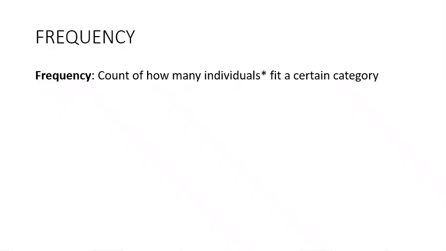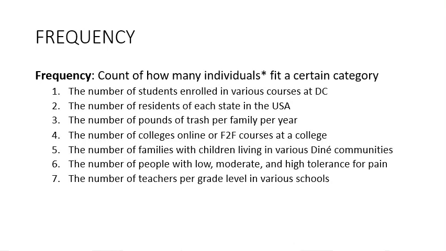Frequency is just the count of how many individuals fit a certain category. And the asterisk is reminding you that individuals can be people, but they could also be animals or plants or organizations, homes, etc. And so here are some examples.